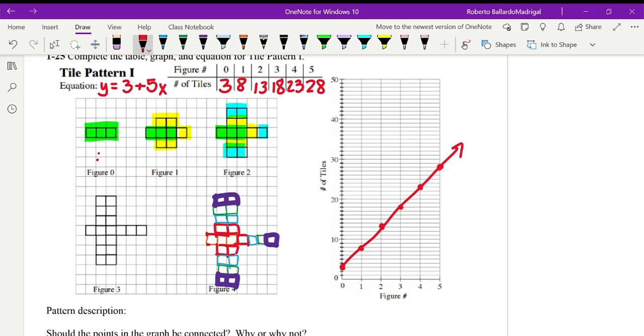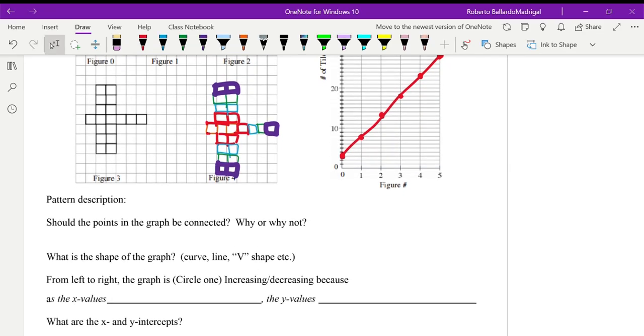The arrow means we're going to keep going. Okay, so if you don't have an arrow, if you just stop at a point, that means that you have nothing else past that point. All right, very good. So the pattern description.